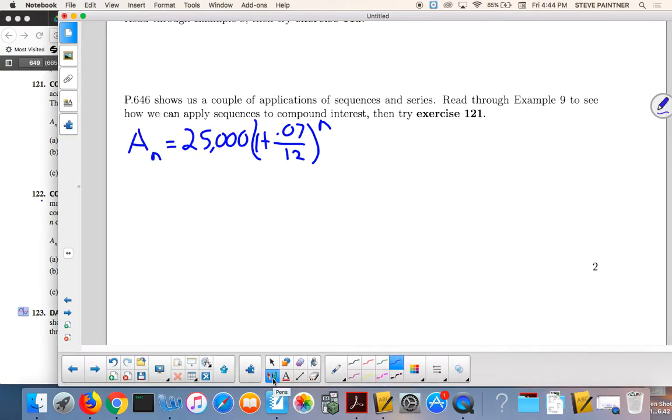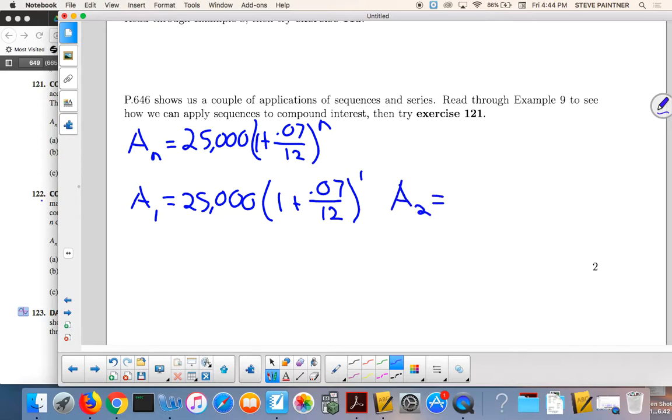This is a matter of number crunching. Again, it's just a sequence. You just plug in 1 for n. So it's 1 plus 0.07 over 12 to the first power. You can plug that in your calculator. I don't have a calculator with me at the moment.